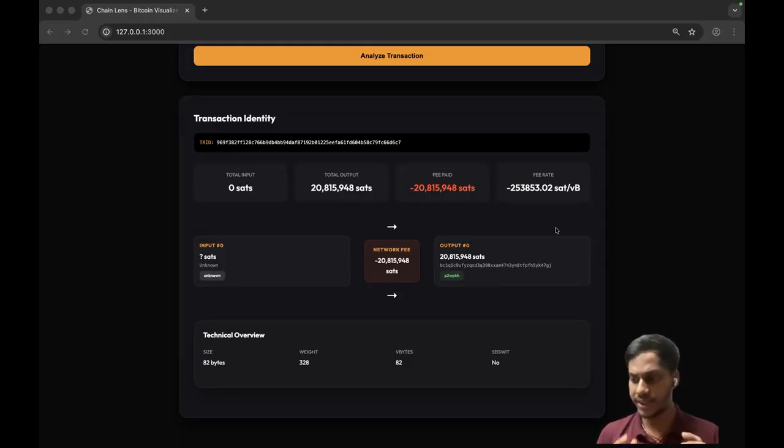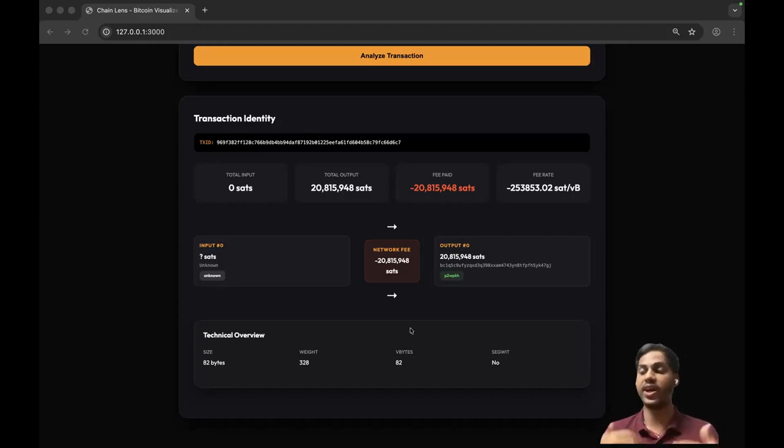Because database space on the Bitcoin network is highly limited, a transaction's physical size determines how much fee you must pay. We measure this in vbytes. This specific transaction is not using SegWit, which is a newer format that restructures the data to effectively discount the size and save you money on fees.